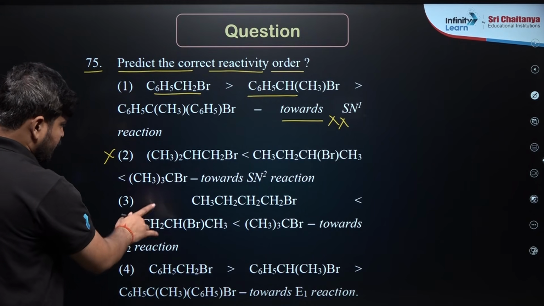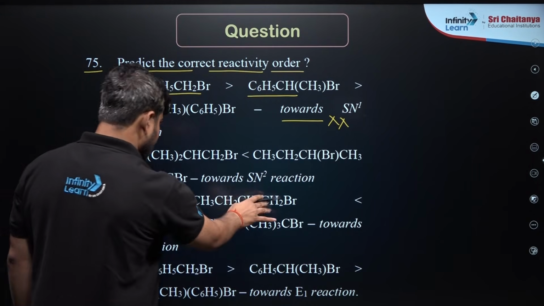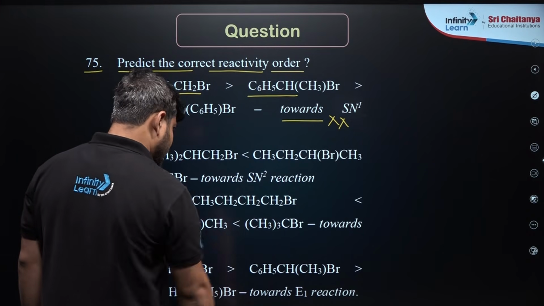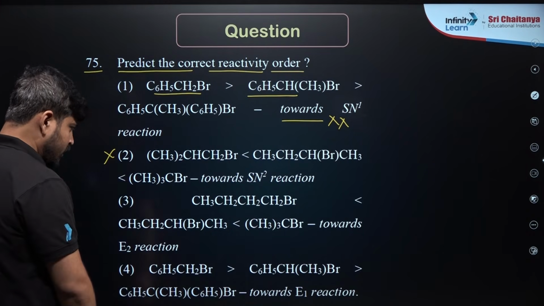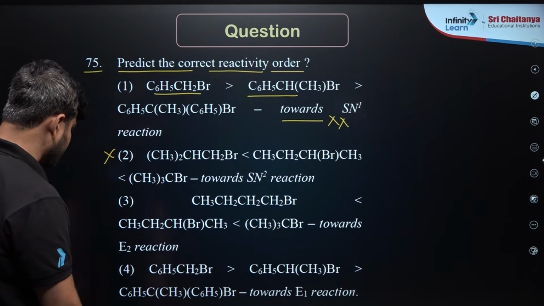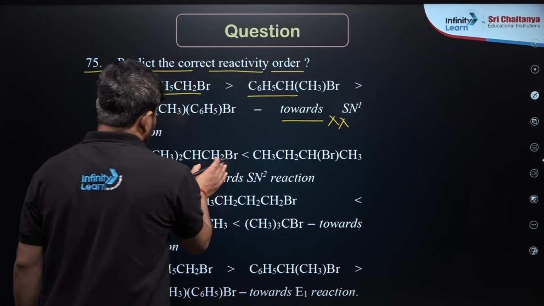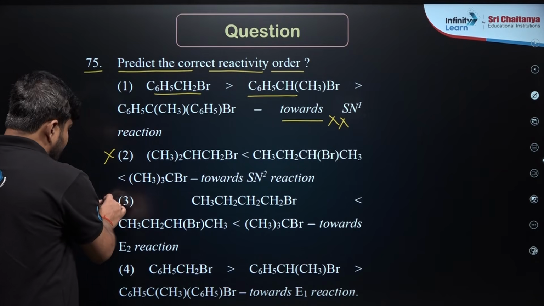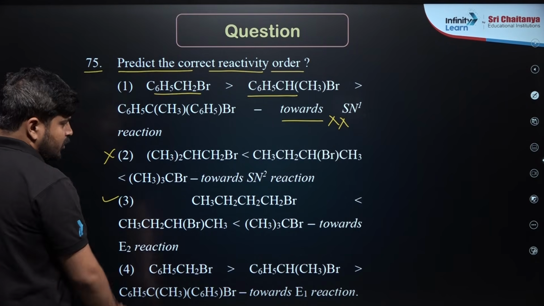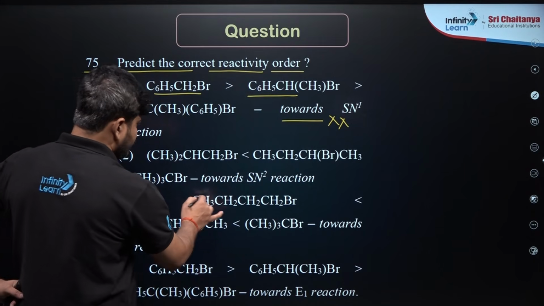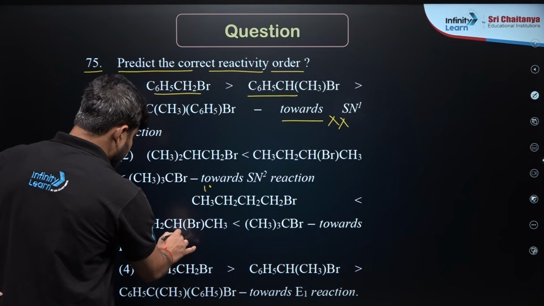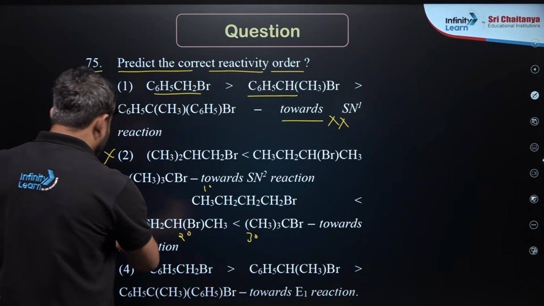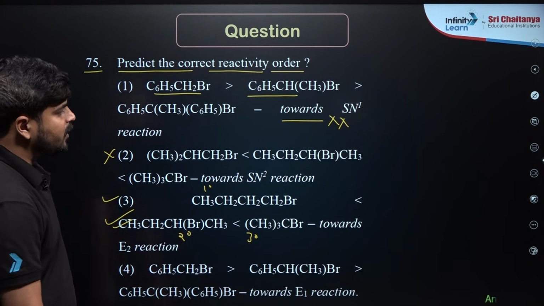For the E2 reaction, what is given here? This is 1 degree, this is 2 degree, and this is 3 degree. This is valid for E2, and this is not valid for E2, so this one is also not correct. This is not following SN2 either. Now in option number 3, this is 1 degree, this is 2, and this is 3. This is the correct order for the E2 reaction. So the third one is the correct answer of this question.